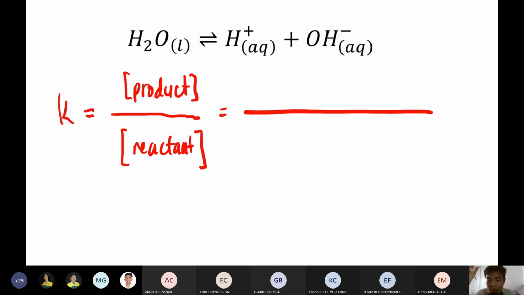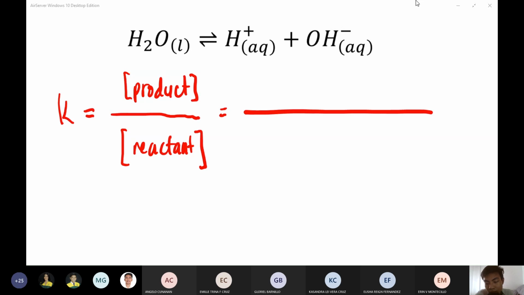Okay? So on the numerator, there are your products. So what are our products? H plus and OH minus. Since they are both in aqueous phase, then we can write them in the K. So when it's aqueous and gas, only those can be written in the K. But when it's liquid and solid, it is not written.